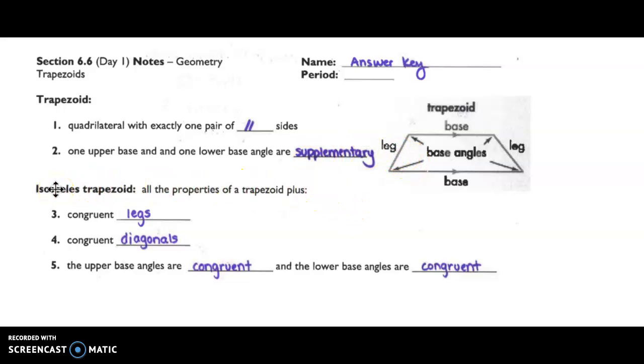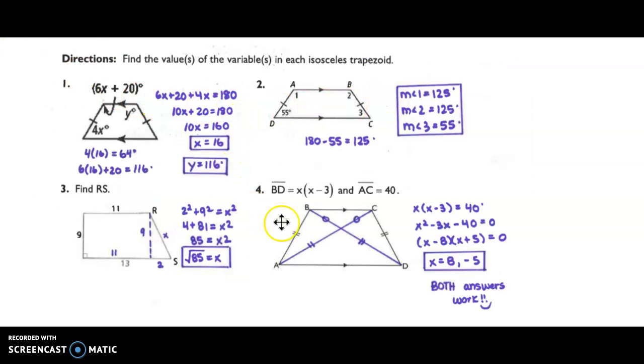You have a specific type of trapezoid called isosceles, where the legs are congruent, meaning the side legs. And then you have congruent diagonals, and the upper base angles are congruent, and the lower base angles are congruent. All right, so there could be an isosceles trapezoid. And here are some examples.